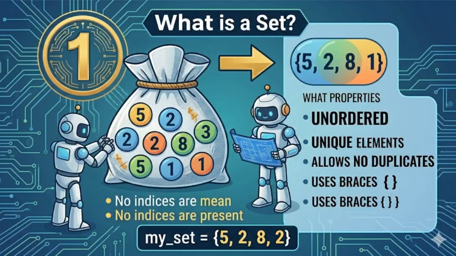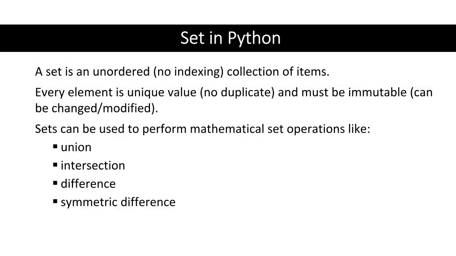A set is an unordered collection of unique elements. This means no indexing is allowed, no duplicate values are stored, and order is not guaranteed. So unlike lists or tuples, we cannot access elements using positions like index 0 or 1. A set stores unique and immutable elements. Although the set itself can be modified, each element inside must be immutable. Sets are commonly used for operations such as union, intersection, difference, and symmetric difference.